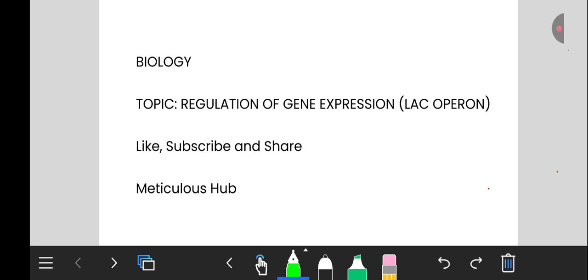We went further to look at the operation of the RNA polymerase. We said it binds to the regulatory sequence. After it binds, it then moves and transcribes the genes which have to be transcribed. So this is the summary of what we looked at in the previous session.